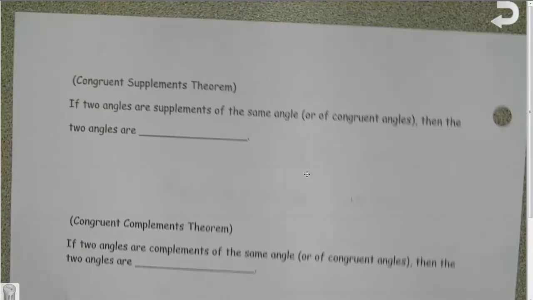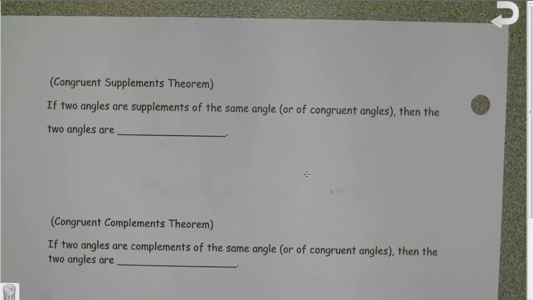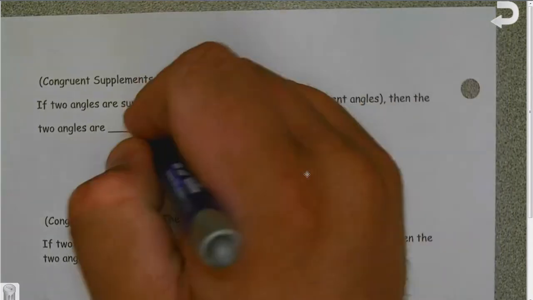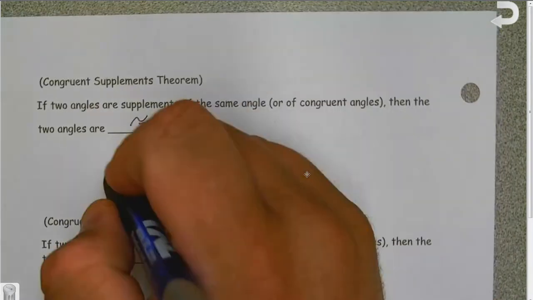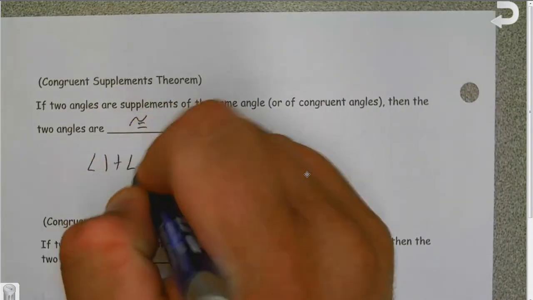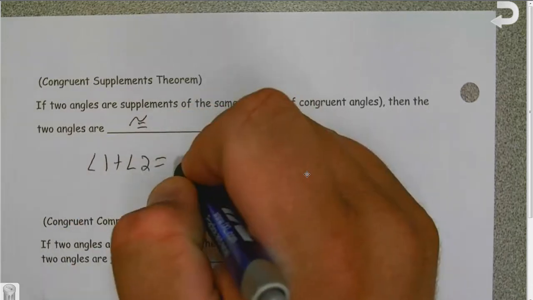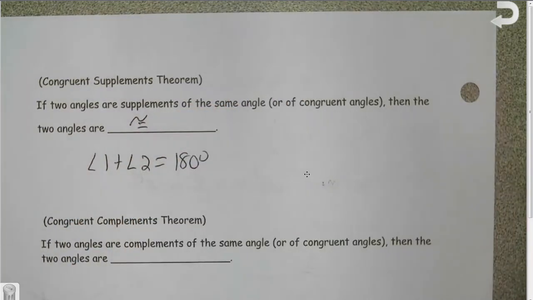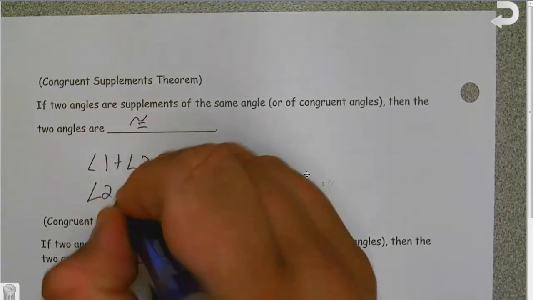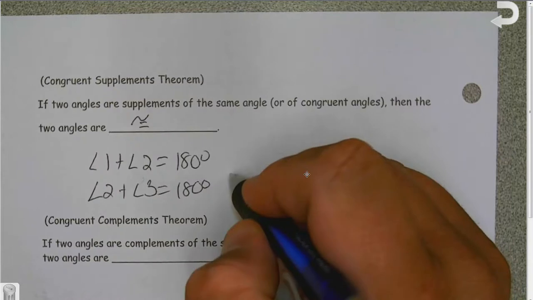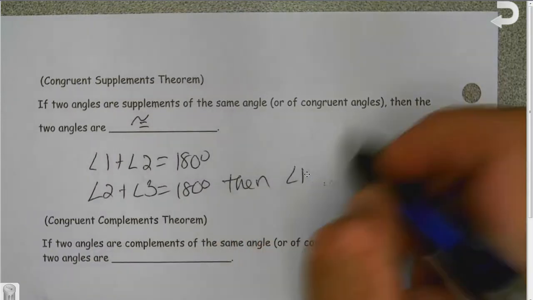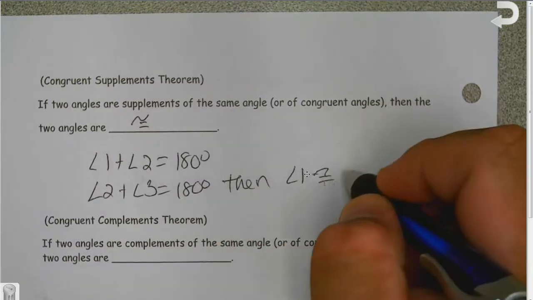A couple other things that are always true. If two angles are supplements of the same angle, then the two angles are congruent. So again, we're going to use that transitive property. If angle 1 and angle 2 equals 180 degrees, and angle 2 and angle 3 equals 180 degrees, then angle 1 is congruent to angle 3.